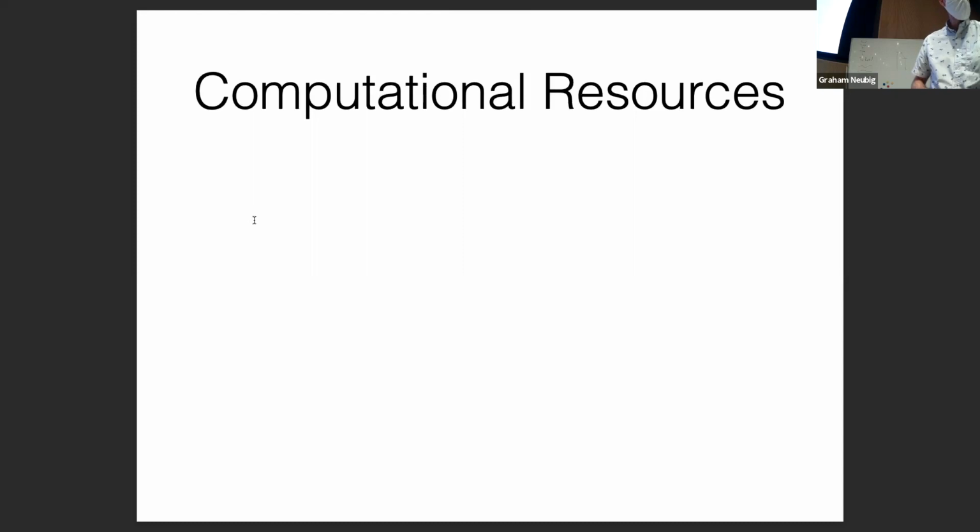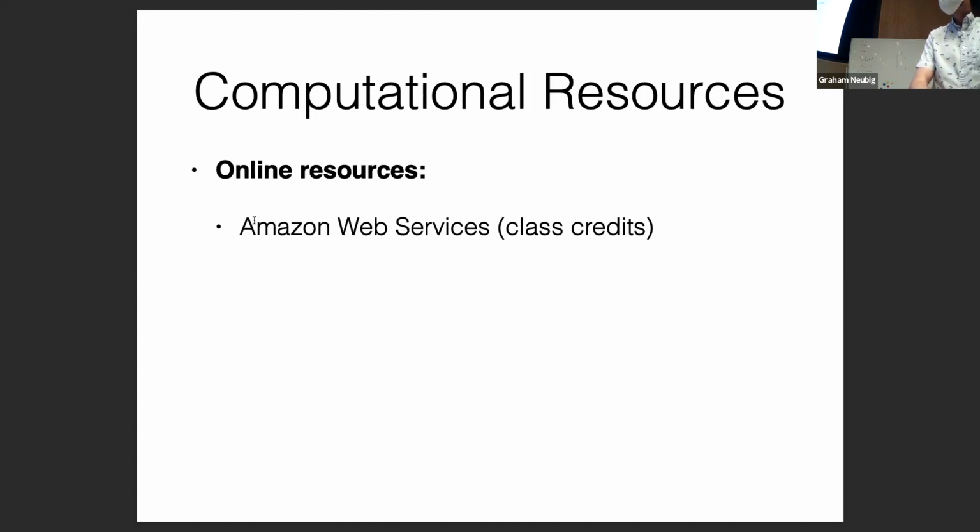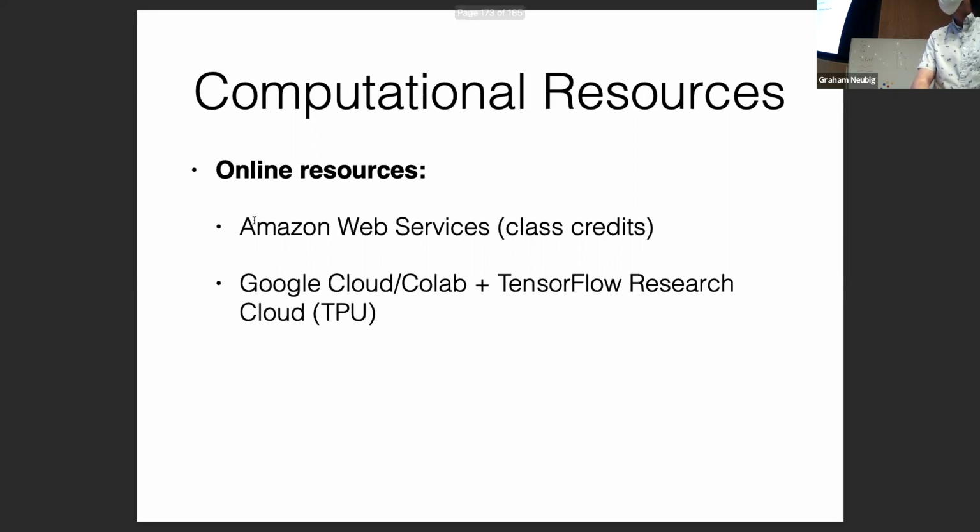Another thing is about computational resources. So online resources, you're using AWS. There's also Google Cloud and Colab, TensorFlow Research Cloud. I'm actually talking with a few other cloud providers to see if I can get coupons for large memory GPUs that people could use. So that'd be great if that works out.